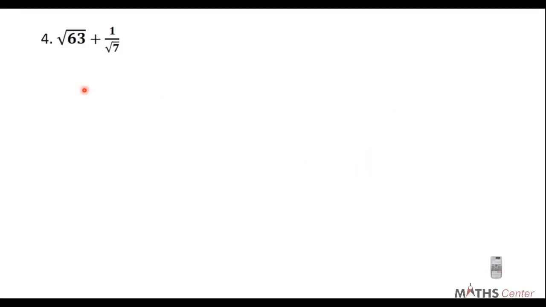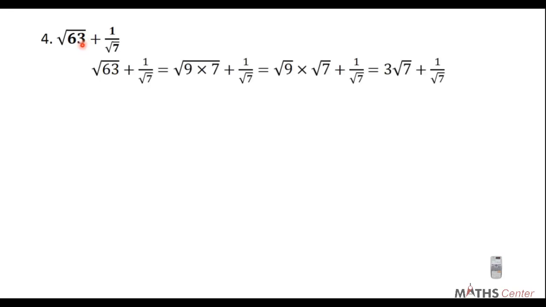Let's pick the next one. We have square root of 63 plus 1 over square root of 7. This is in its simplest form. Now this is not, so you first have to break this down before you continue. So if you are breaking square root of 63 down, you are going to have 9 times 7. So square root of 9 times 7, then plus 1 over square root of 7, which is already there. We know that this is going to give us square root of 9 times square root of 7 plus 1 over square root of 7. Then square root of 9 will give us 3 times square root of 7 will give us 3 root 7, then plus 1 over square root of 7.